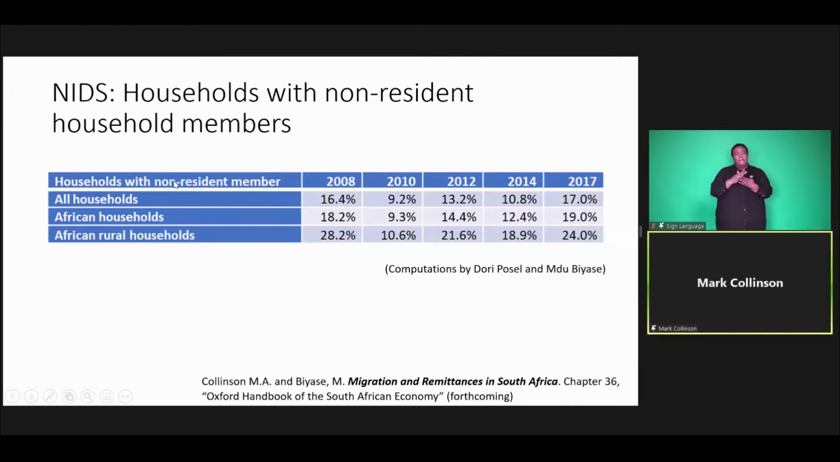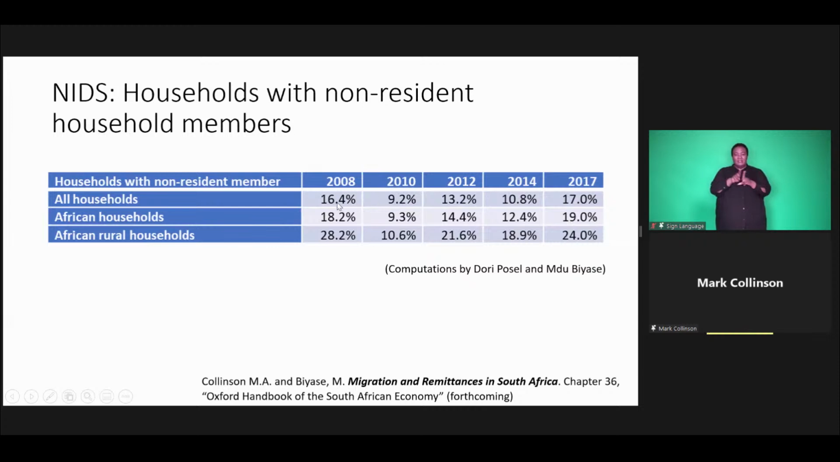This is in the NIDS, the percentage of households with a non-resident household member. For all households in 2017, 17%, but for African rural households especially, 24%. See, it's not so dissimilar from what we were getting in Agincourt. We're not getting a mixed message between the Agincourt and the NIDS. We're getting quite a consistent message.